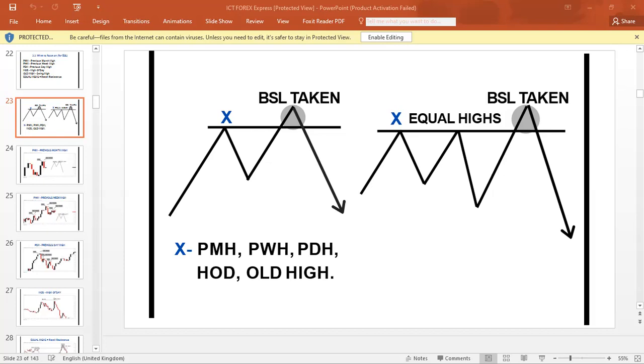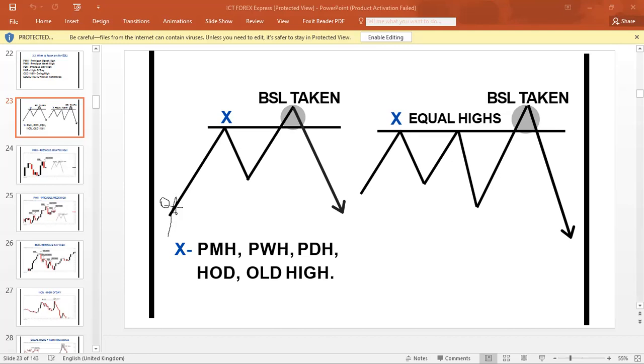This is an example also for the weekly time frame. This is the previous week, like for this one. From this previous week high, the next week the market opened here and it went to manipulate those previous week highs, taking the buy side liquidity, and then the market went down.